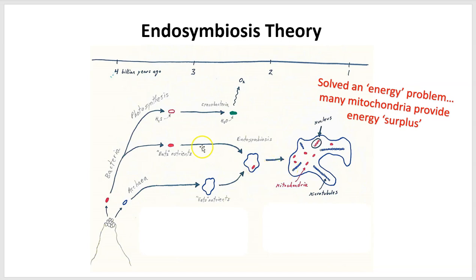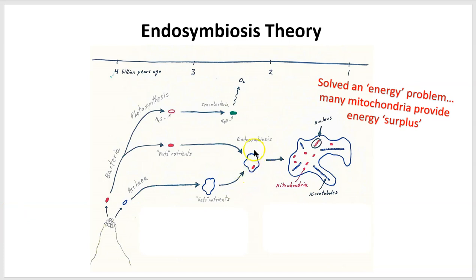Prior to this event, all living things were small bacteria-type cells. After this endosymbiosis event, we get the emergence of larger, more complex, single-celled organisms, some of which will go on to make multi-celled plants, animals, and fungi.